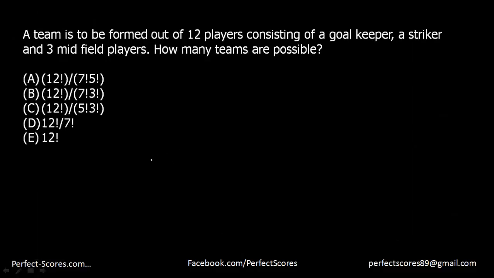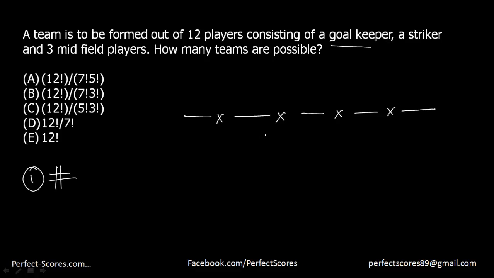Now this question says that a team is to be formed out of 12 players consisting of a goalkeeper, a striker, and 3 midfield players. Now first what I have to do is fill the number of slots. So how many slots do I have? I have a slot for a goalkeeper, a slot for a striker, and a slot for 3 midfield players.